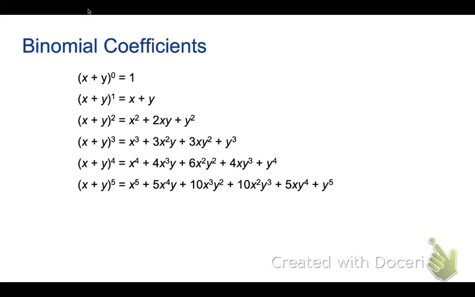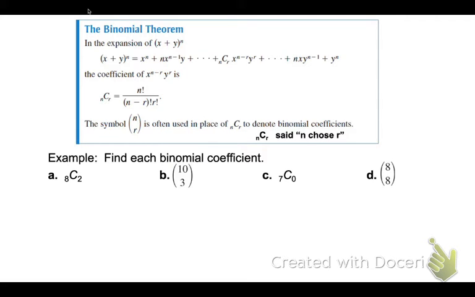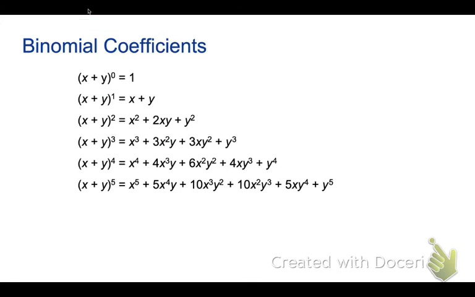Binomial coefficients. If we look at the top one, I have x plus y to the 0. Well, anything to the 0 is what? 1. Okay, then we had x plus y to the first. Well, that's just x plus y. Yes? My coefficients are what? 1 and 1. So if I take it over here and I write out my coefficients, I have 1 for the first, right? And then I have 1, 1.